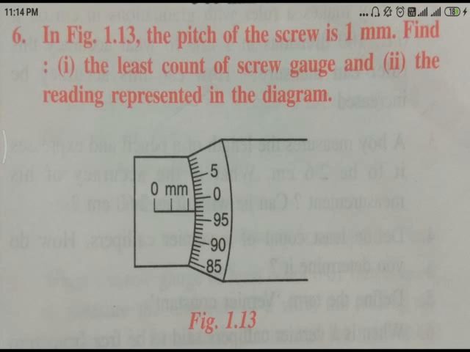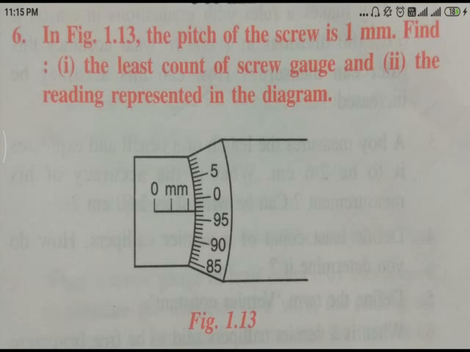Another example is over there. See, you need to find the pitch of the screw. The pitch of the screw is 1 millimeter. Then you need to find the least count of the screw gauge. See over here, it is clearly visible the circular head has 100 divisions. Now least count is what? Pitch divided by the total number of divisions. So 1 divided by 100, it will become 0.01 millimeter, or you can say 0.001 centimeter. This is the least count.